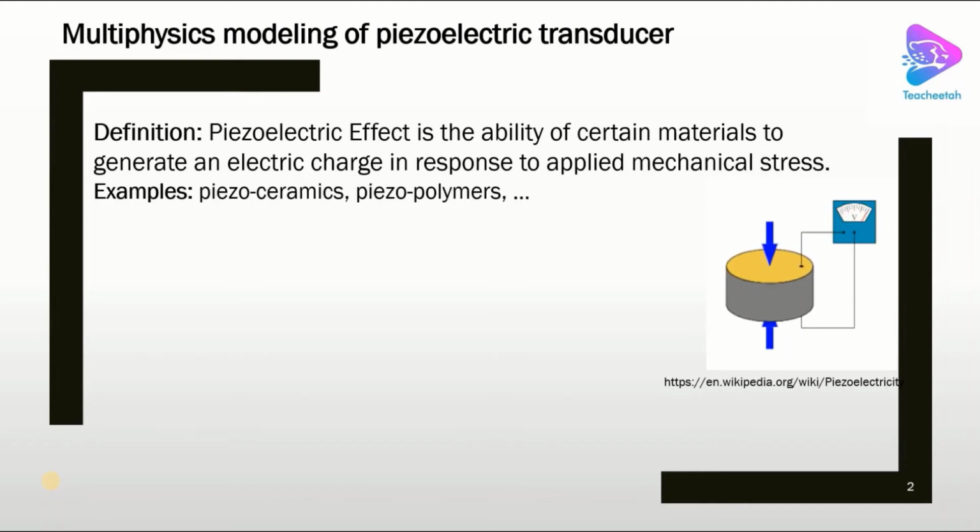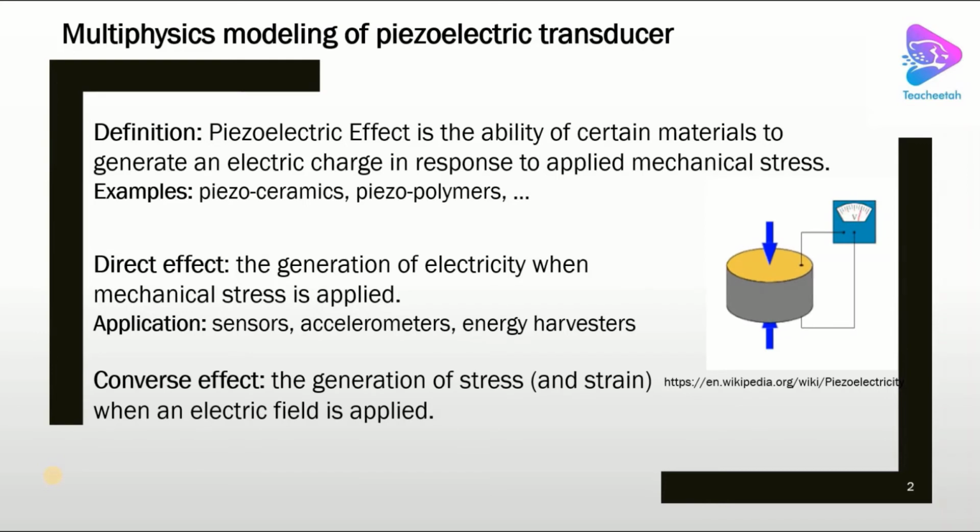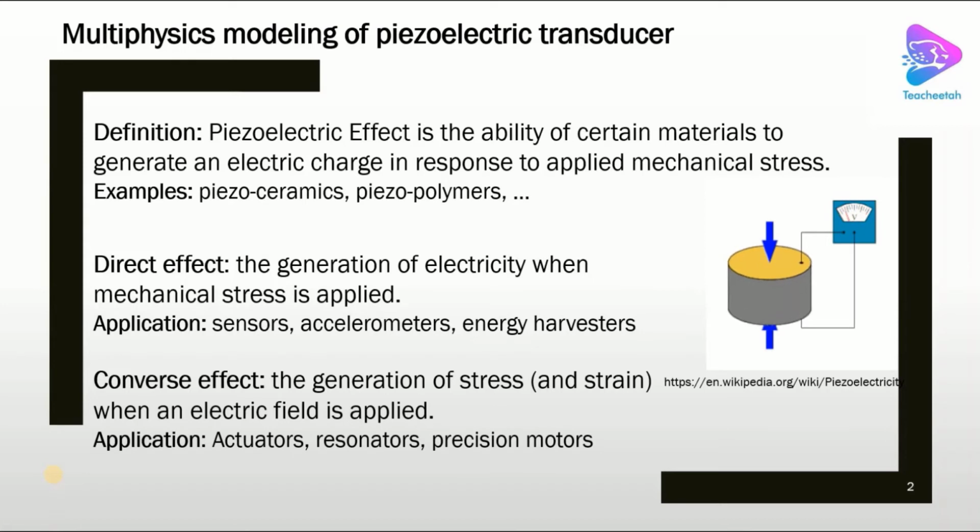Some of the examples of piezoelectric materials are piezoelectric ceramics and piezoelectric polymers. You can find more information on the internet. In piezoelectric materials, we have a direct effect, which is the generation of electricity when mechanical stress is applied, and this property is used in different applications such as sensors, accelerometers, energy harvesting, and so on. The other effect is known as the converse effect, which is the generation of stress or strain when the electric field is applied to the piezoelectric material. The application is for actuators, resonators, precision motors, and so on.